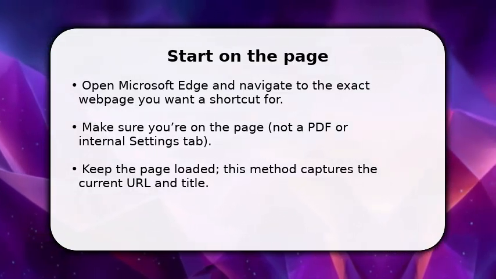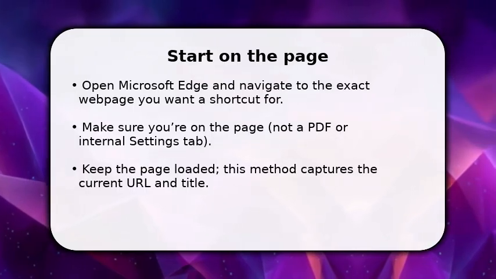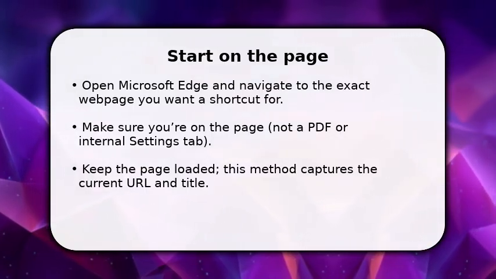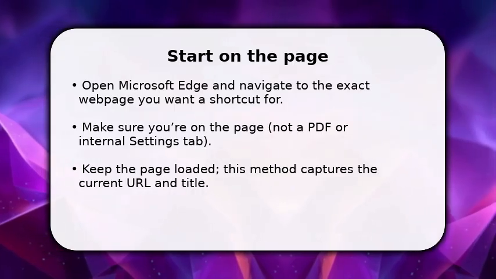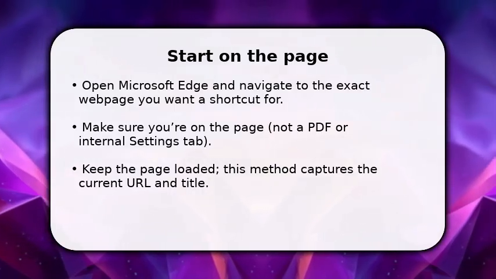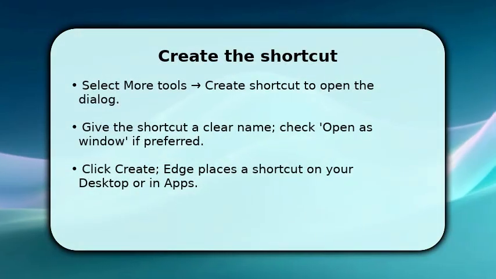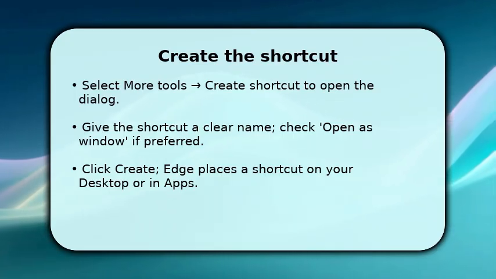Make sure the site is not a file or extension page because Edge will not offer a Create Shortcut option there. While you open More Tools, mentally prepare a concise name for the shortcut so you can set it quickly in the next step. Once you select Create Shortcut, a dialog appears asking for a name and whether to open the page as a window.